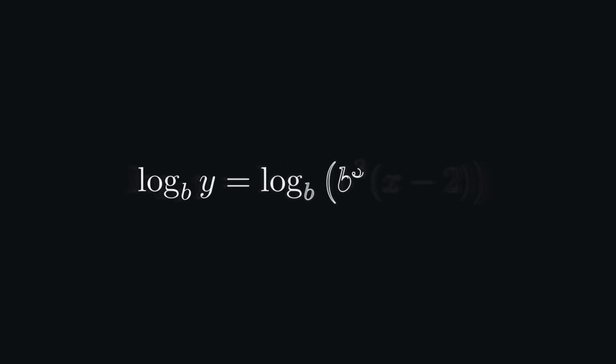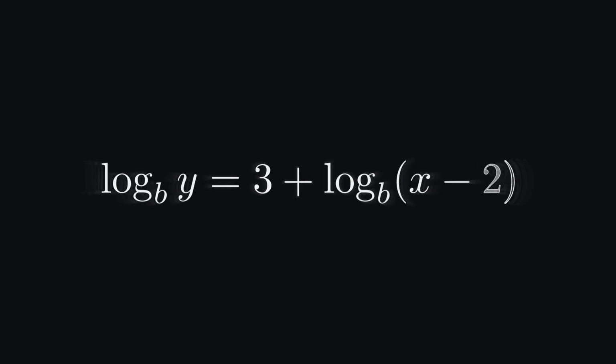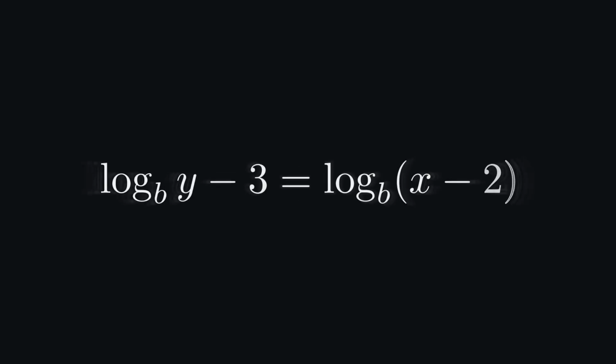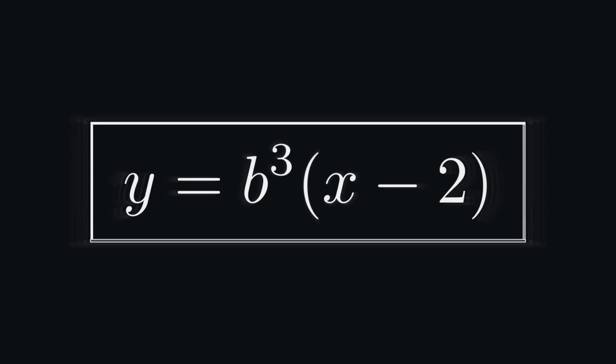Now, let's perform a quick check. We substitute y into the equation and find log base b of y equals log base b of b cubed times (x - 2). This simplifies to log base b of y equals 3 plus log base b of (x - 2). Now we see that log base b of y minus 3 equals log base b of (x - 2).